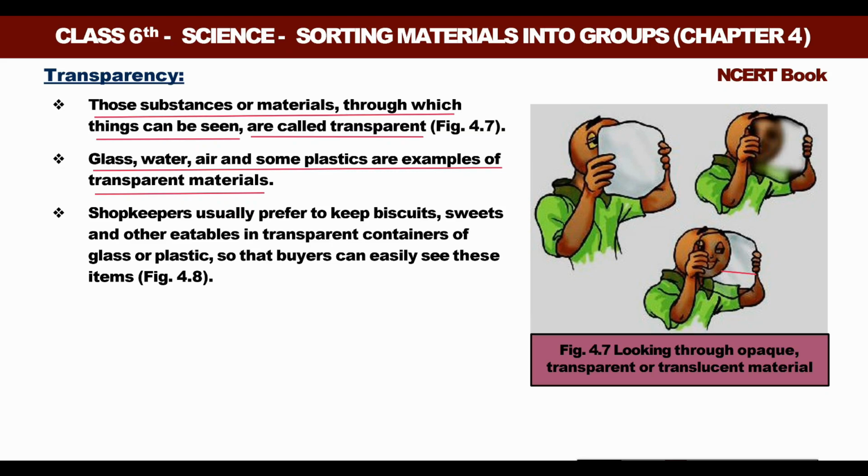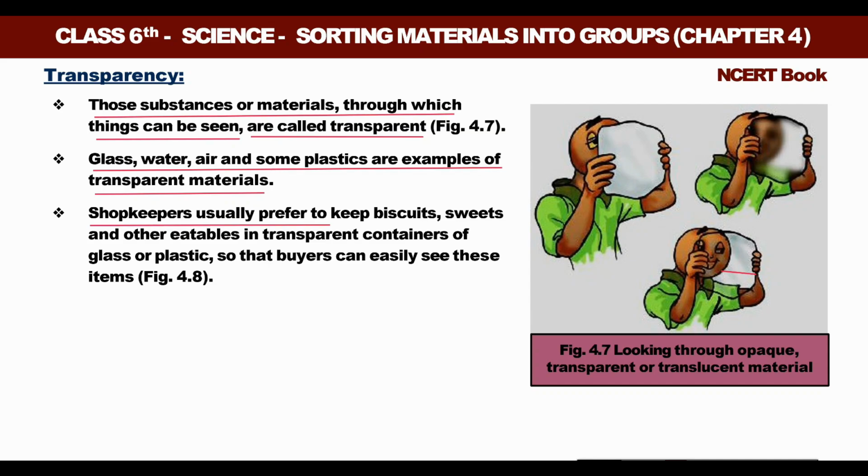In the aquarium you can see there is water along with the fish. So you can see the fish through that water. The substance or material through which you can see things is transparent. You can see through glass also. So these are the transparent materials.